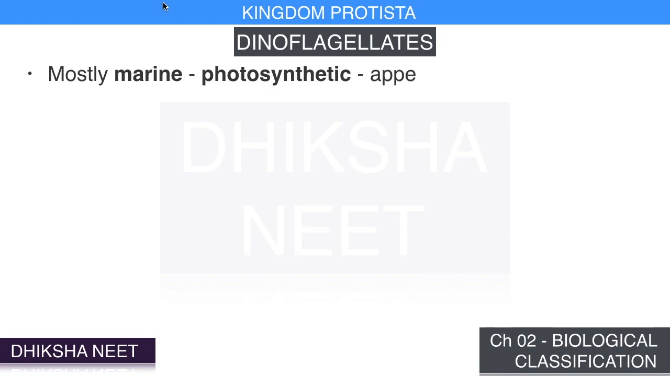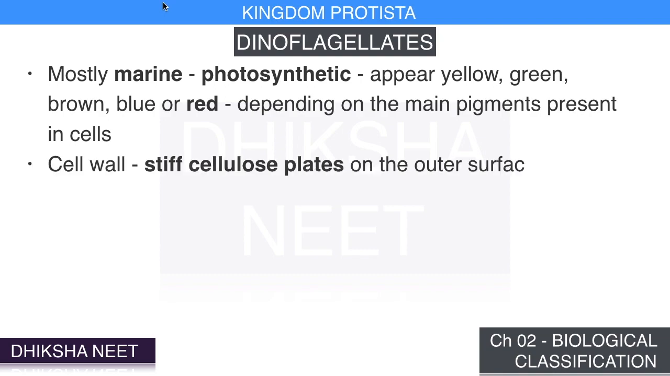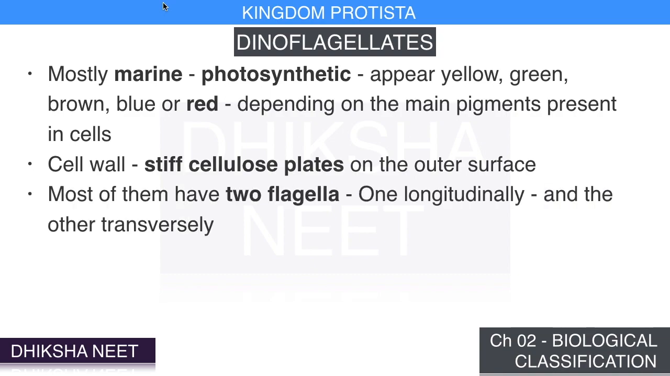Dinoflagellates. These organisms are mostly marine and photosynthetic. They appear yellow, green, brown, blue or red, depending on the main pigments present in their cells. The cell wall has stiff cellulose plates on the outer surface. Most of them have two flagella. One lies longitudinally, and the other transversely in a furrow between the wall plates.